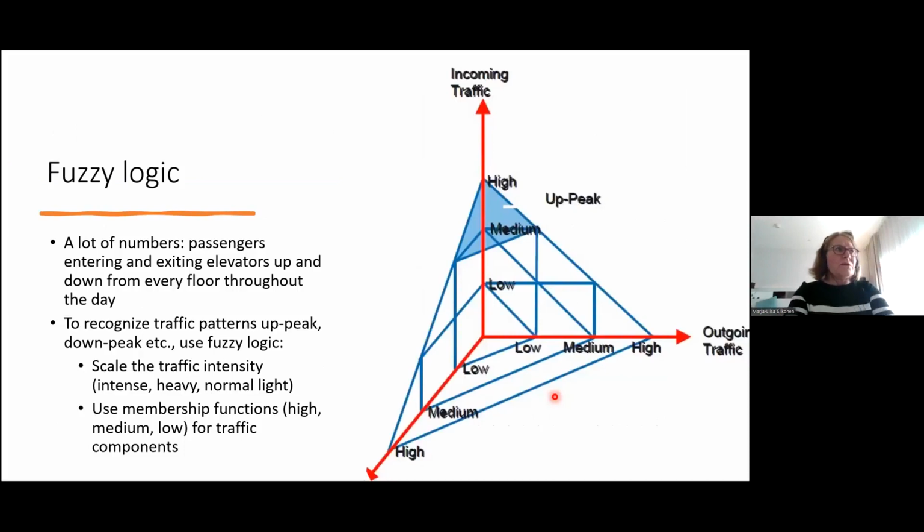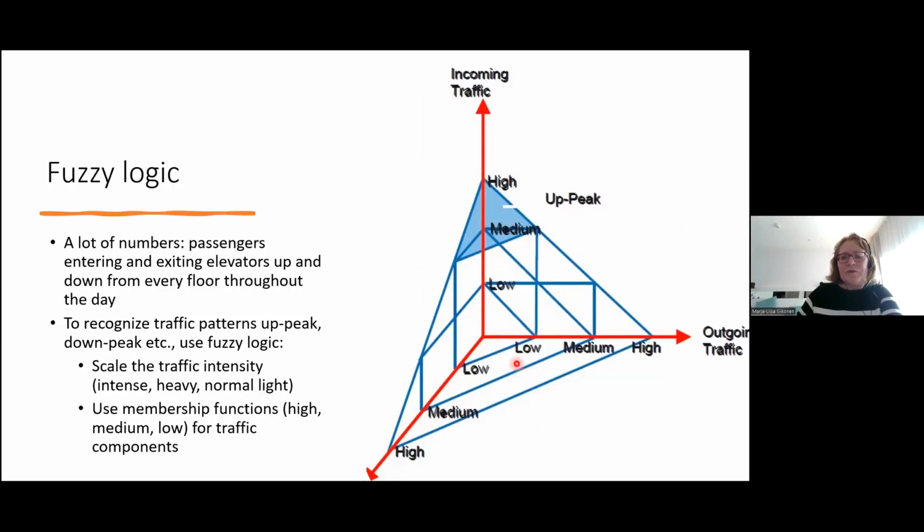But in the control, when we had a lot of data, numbers of people arriving and in each floor and so on, the control system has to know actually what type of traffic it is, if it's up peak, people enter the building, or is it down peak, people exit the building, or two-way traffic or lunch hour traffic, this kind of information. And there we used fuzzy logic.